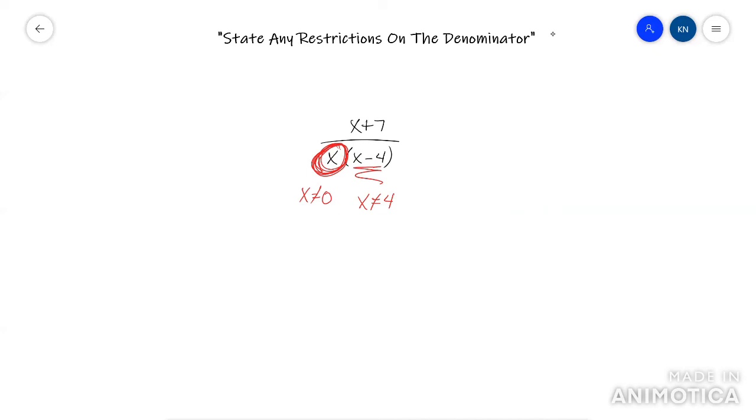So that's how you find the restrictions on a rational function. And by the way, just so you know, when you're getting these restrictions, they're either holes in the graph or they're vertical asymptotes. So the function is undefined at those locations.